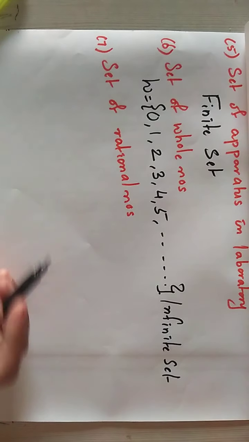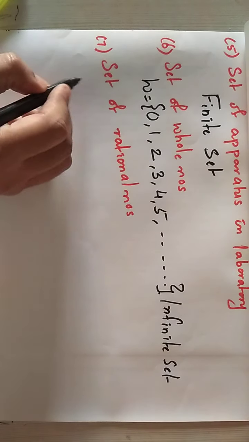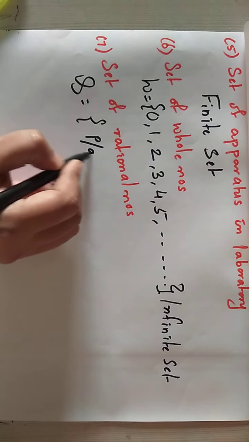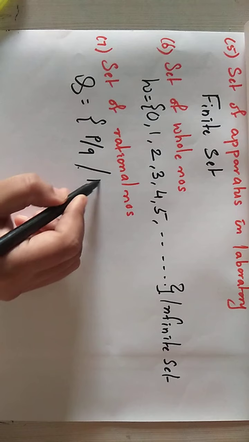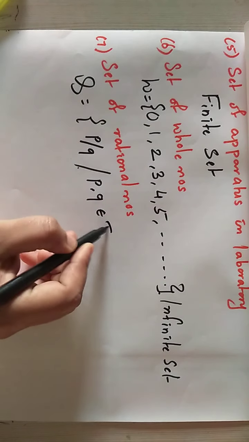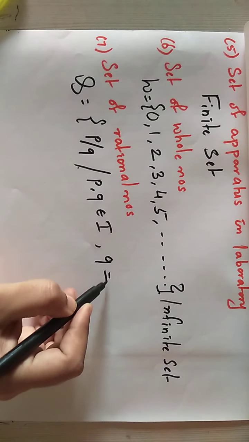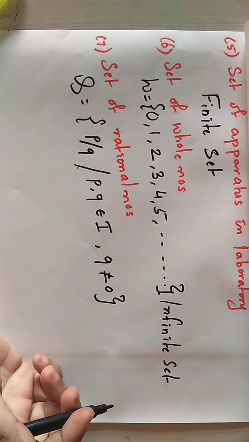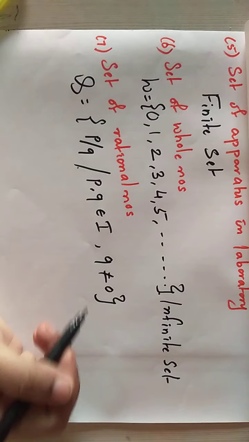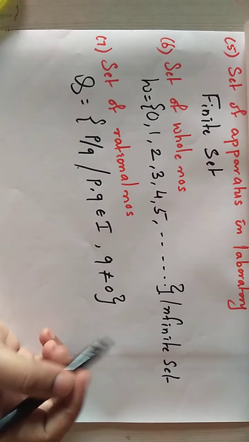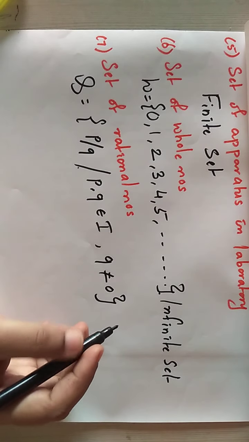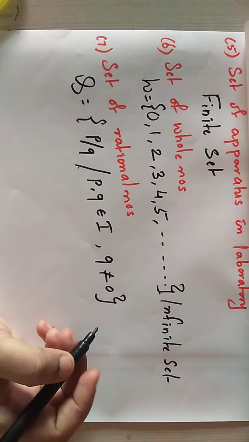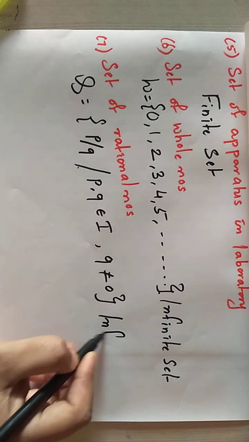The next is set of rational numbers. Rational numbers are all those p upon q kind of numbers where p and q belong to integers and q should not be equal to 0, which indeed is an infinite set. These numbers cannot be counted. They are placed on the number line between two natural numbers. So set of rational numbers is an infinite set.